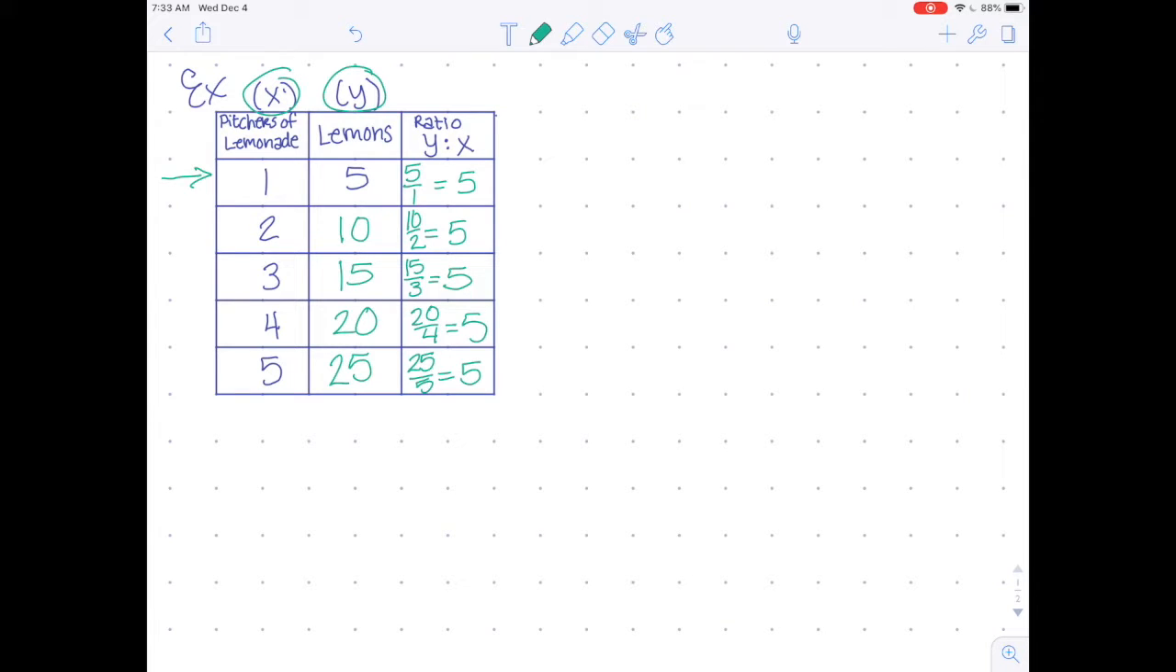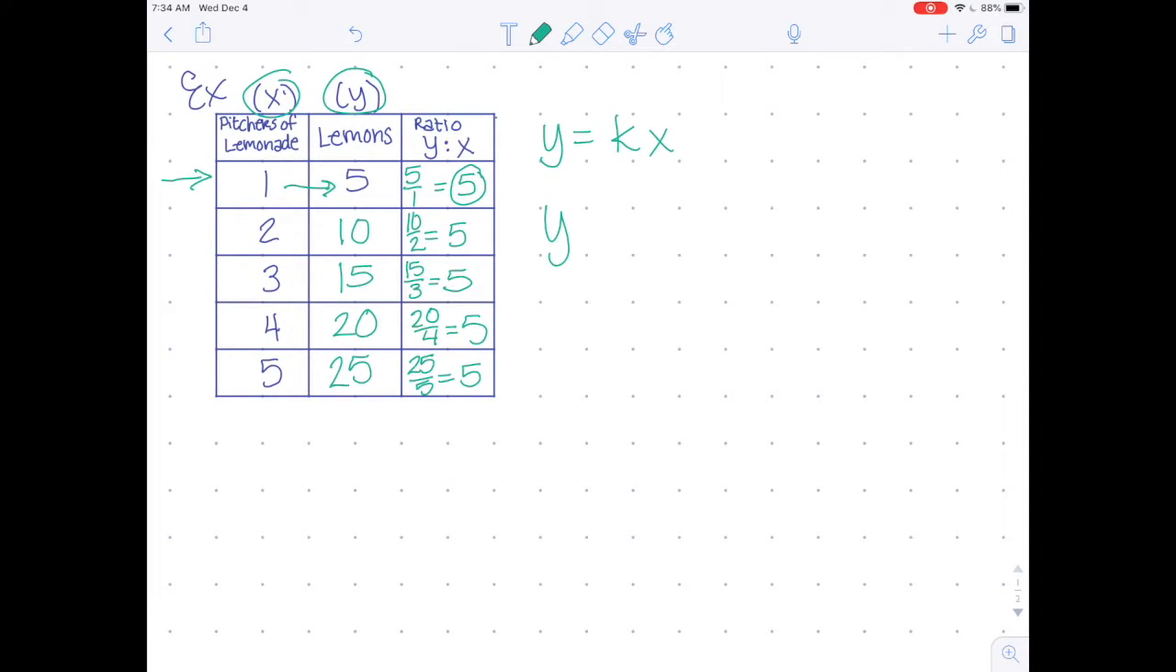Okay, so if we wanted to write the function rule for this table that shows us how many lemons it takes for each pitcher of lemonade, we're going to use the direct variation equation, y equals kx. And k is the constant of variation. The constant of variation is the number that we had to multiply by to get from x to y. So we know we multiplied by 5 every time. So all we're going to do is replace k with 5. So the equation for this direct variation would be y equals 5x.